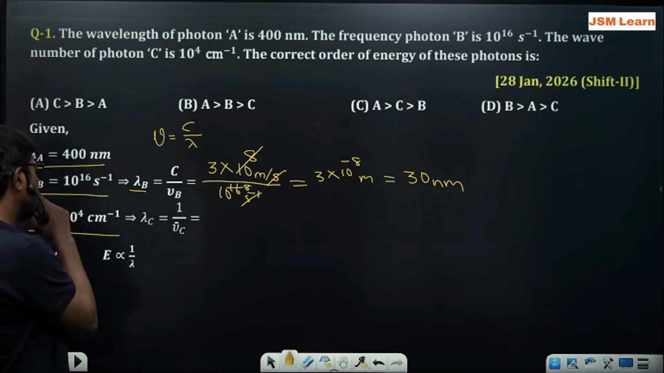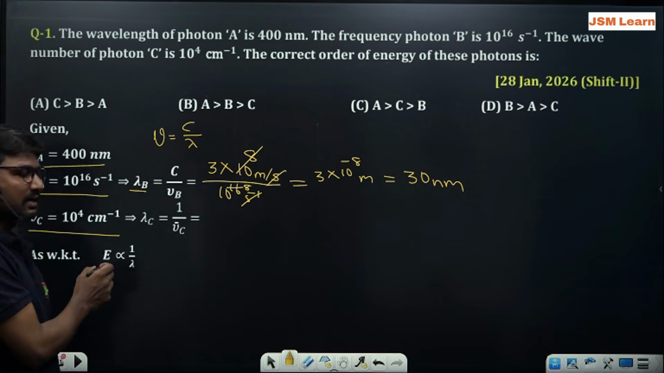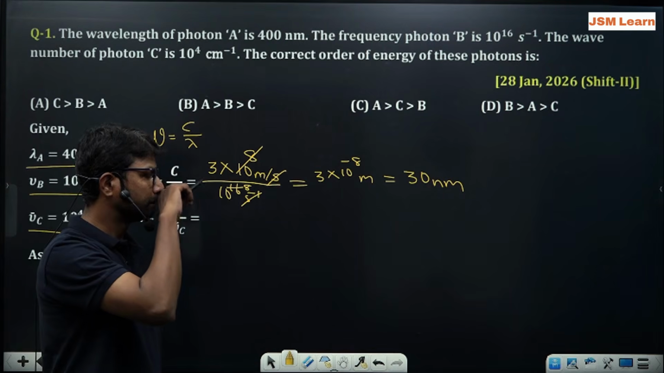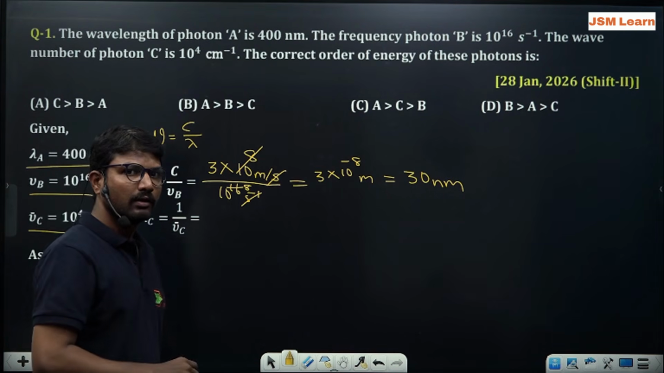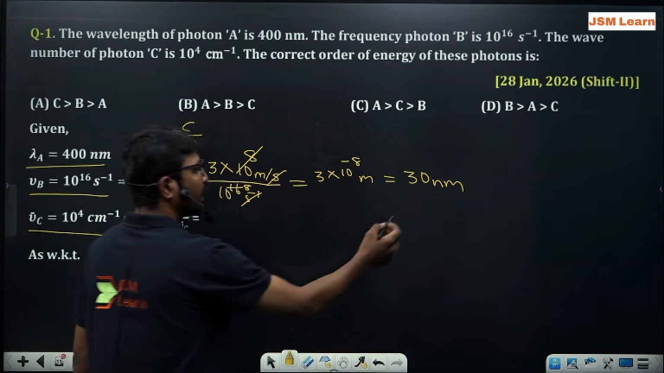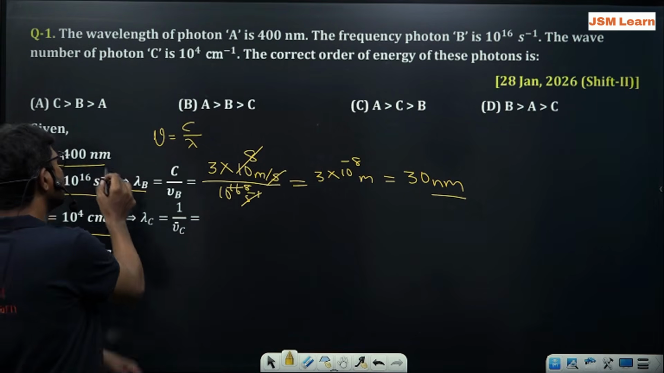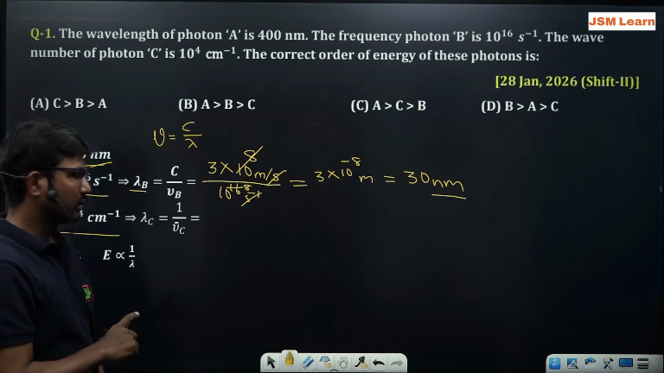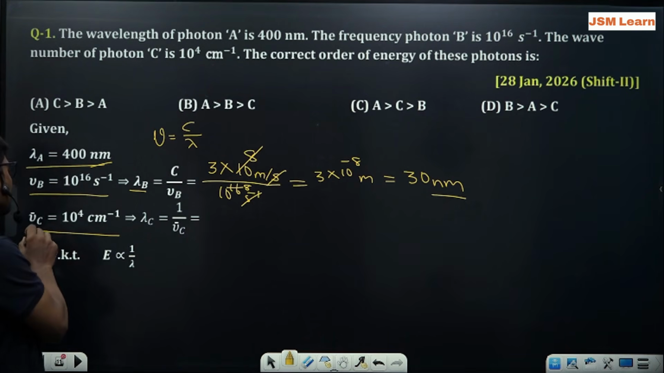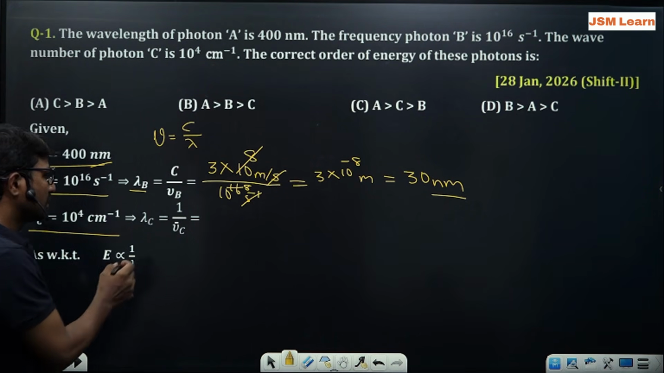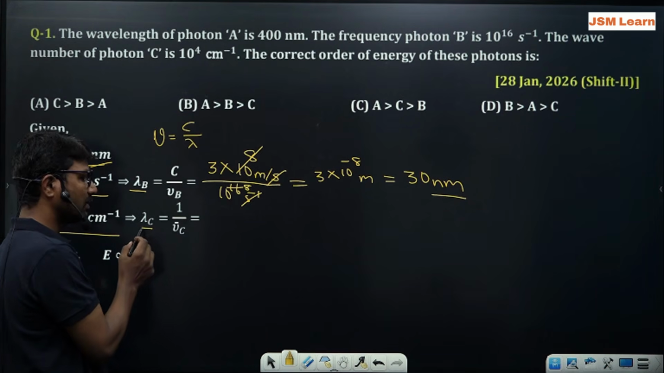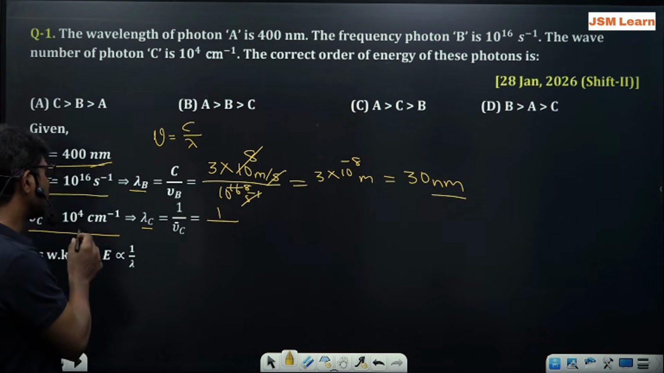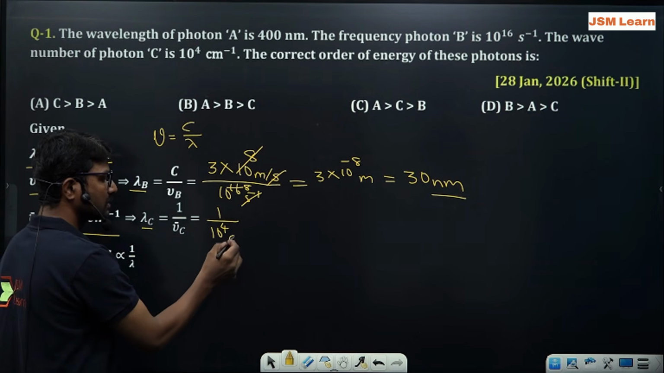Now in the case of nu bar C, here we are converting into nanometer because the first one is given in nanometer. If all are in the same units, it will be very easy to compare together. So now the third case: the wave number of photon C is given. Converting this using the formula lambda C is equal to 1 upon nu bar C, where the value is given as 10 to the power of 4 centimeter inverse.